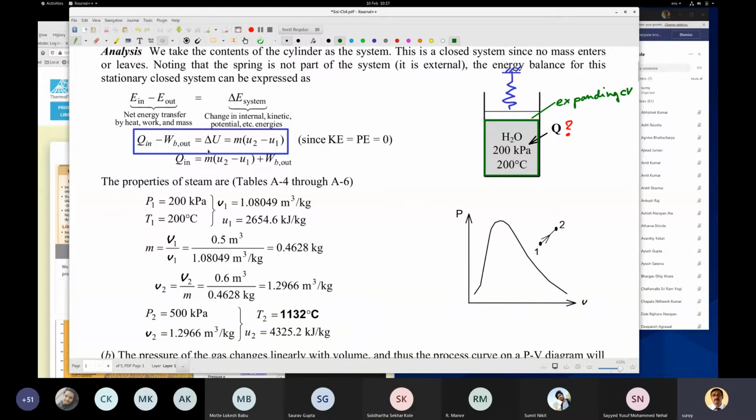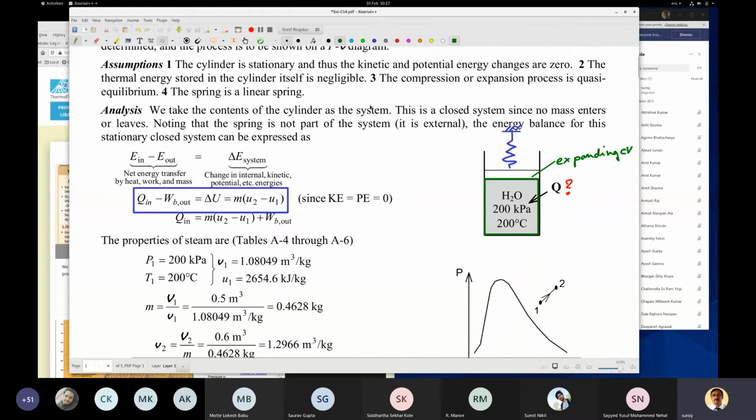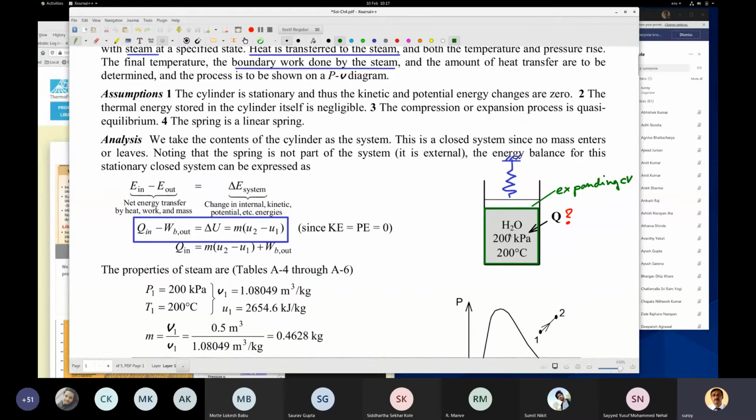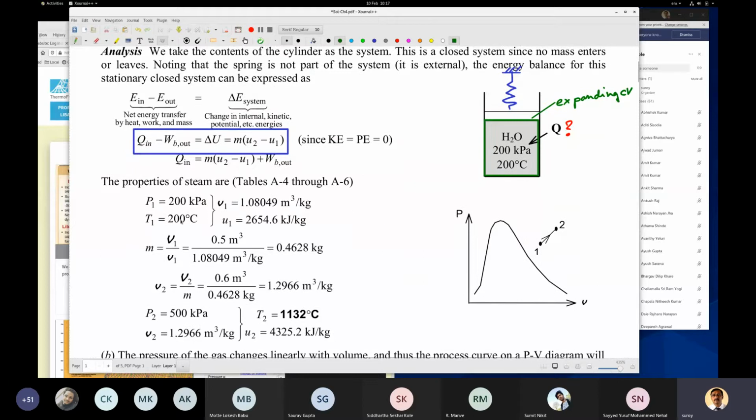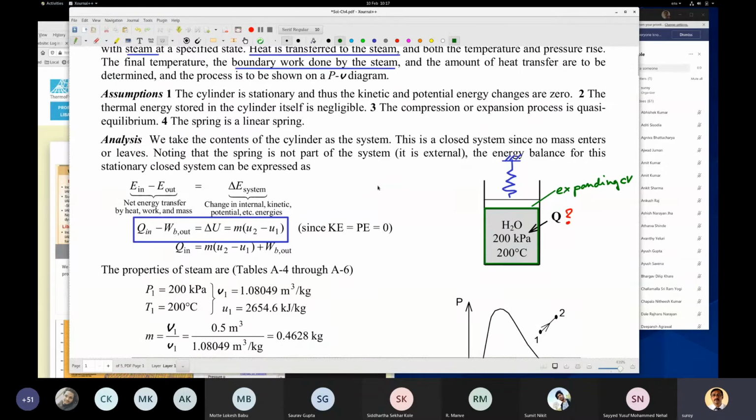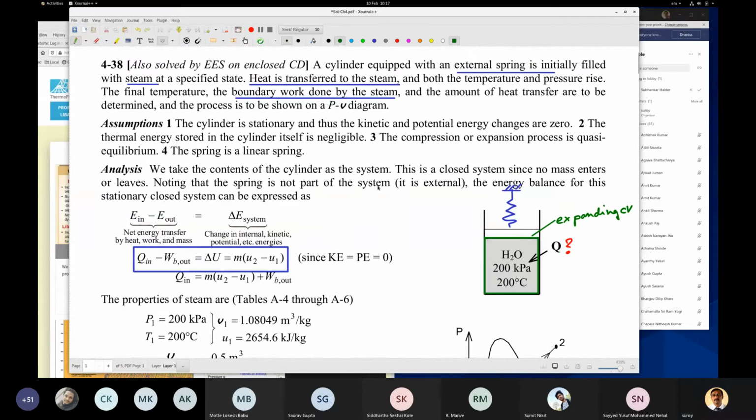So here at 200 kilopascal, first of all, I have to calculate the mass, right? The mass has to be calculated. So it is given here, right? 200 kilopascal, 200 degrees centigrade. At 200 kilopascal and 200 degrees centigrade, we know the density, and if you know the volume, is it given? The volume should be given, right?